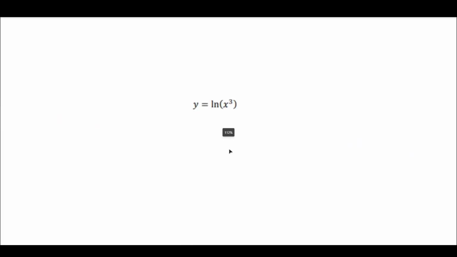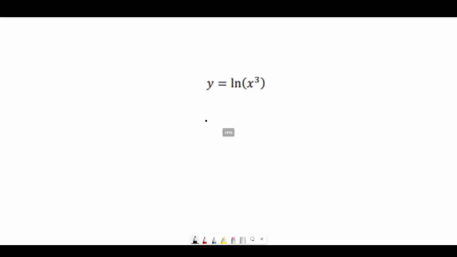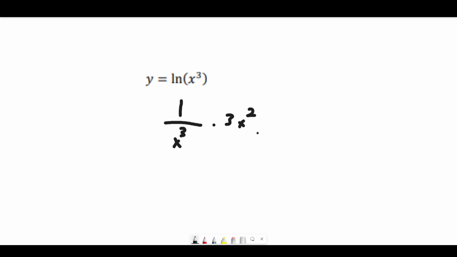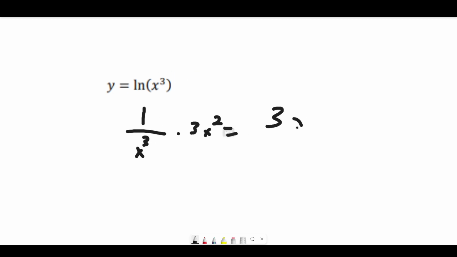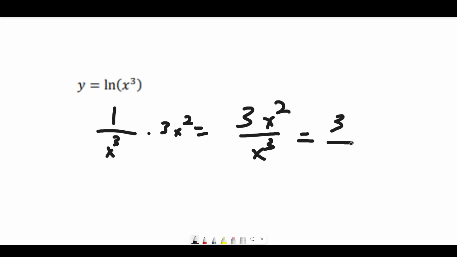So first off, we got y equals ln x cubed. First we're going to take the derivative of the outer function, so ln, and we're going to keep the inner function the same. So it'll just be 1 over x cubed. Now we're going to take the derivative of the inner function. So this is just going to be times 3x squared, which equals 3x squared over x cubed. And then if you want to simplify, that's just 3 over x. And that's it. Pretty simple.